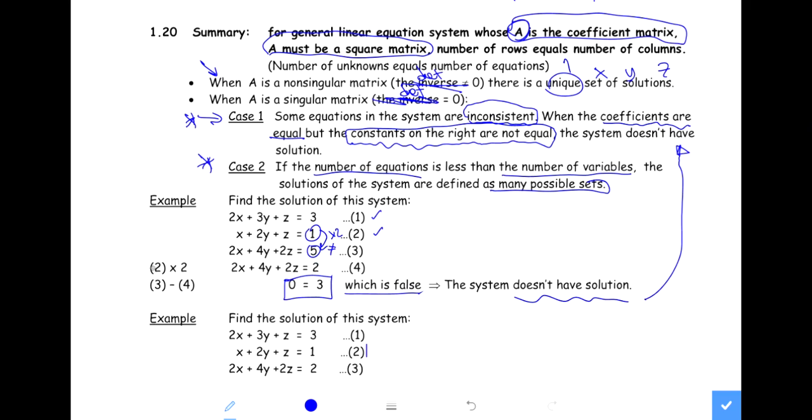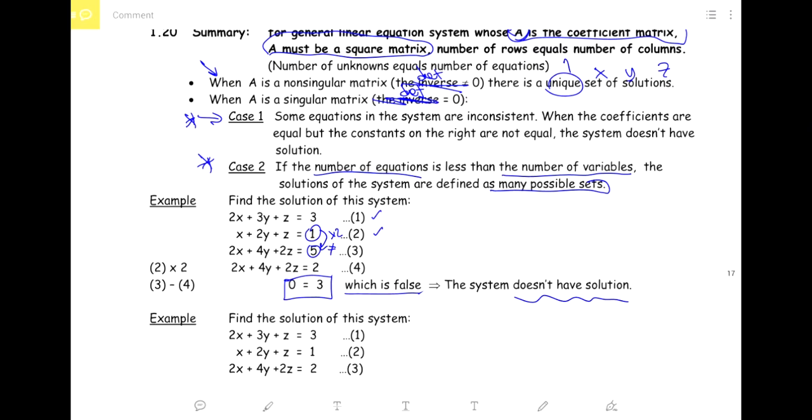So if you do something like this, 3 minus 4, because you want to get rid of the x, the y, and the z that you don't want, you end up having 0 is equal to 3, which is impossible, right? Then we can conclude that the system doesn't have a solution. Okay, so that is case number 1.